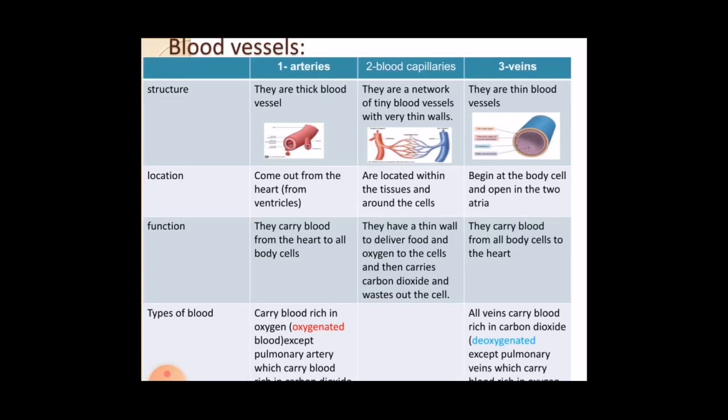Veins begin at the body cells and open in the two atria. Okay? They come from the body cells to the heart. In the two atria, the two atriums. They carry blood from all the body cells to the heart.